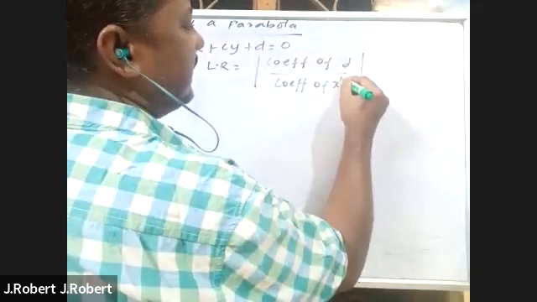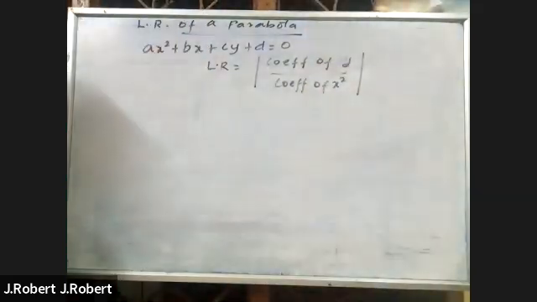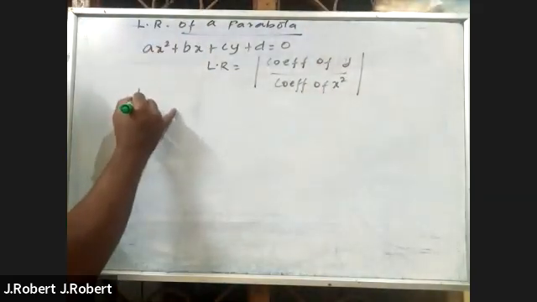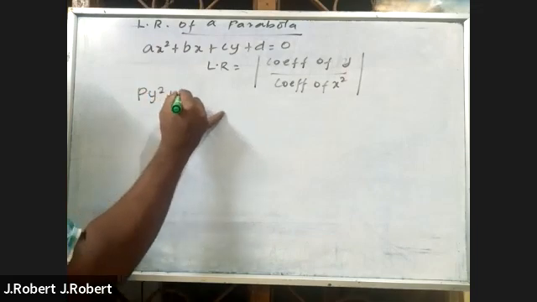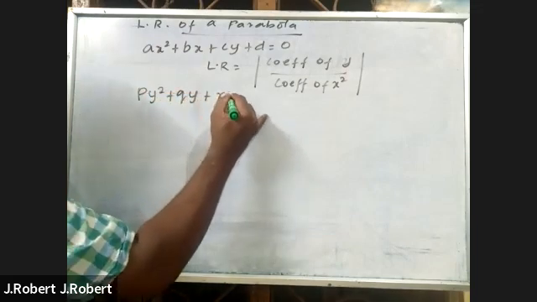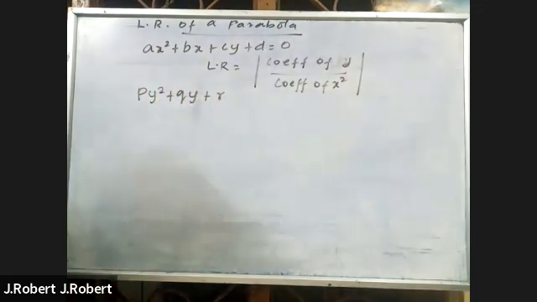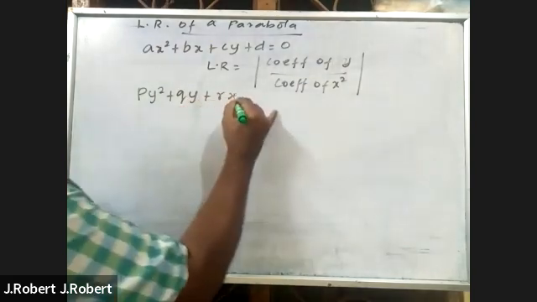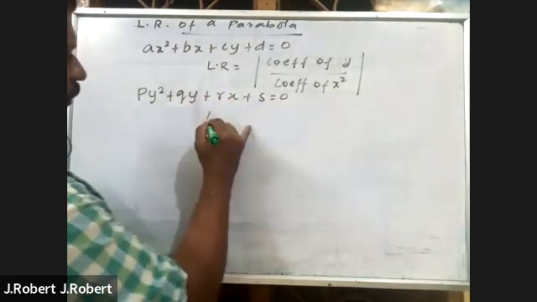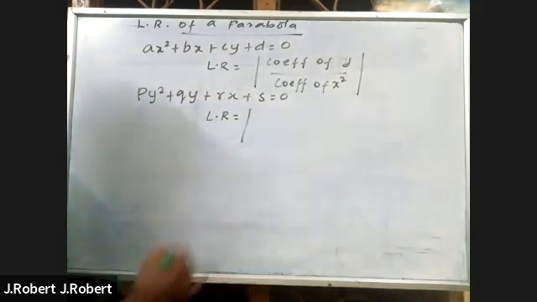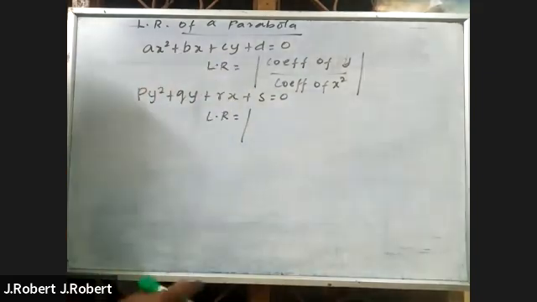இது y ஆக்சிஸ்ல இருக்கிறதுனால மேல y வந்துருச்சு. சரிங்களா? அதே போல அடுத்தது py square plus qy plus rx plus s is equal to 0. Then we can say the latus rectum. பாருங்க, ஈக்குவேஷன் சாதாரணமா இந்த மாதிரி கொடுத்துட மாட்டான்.